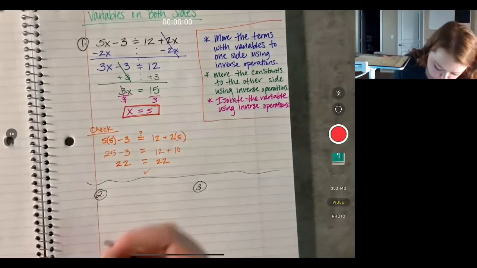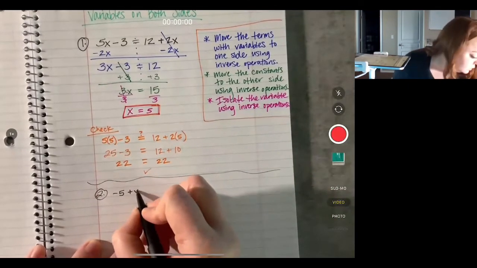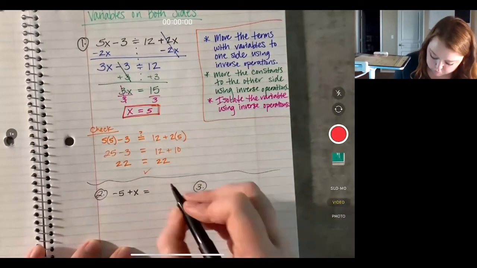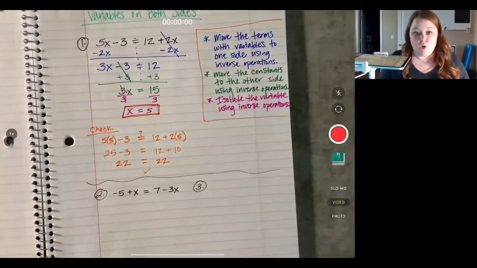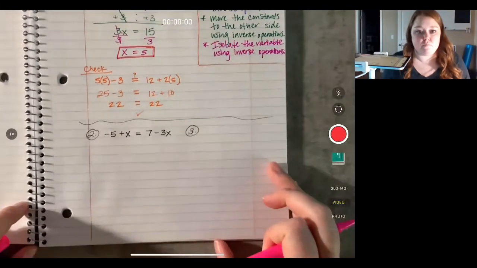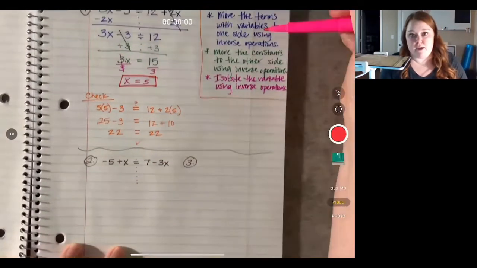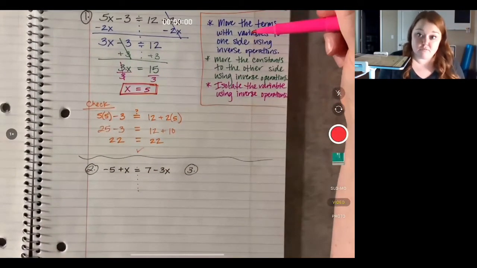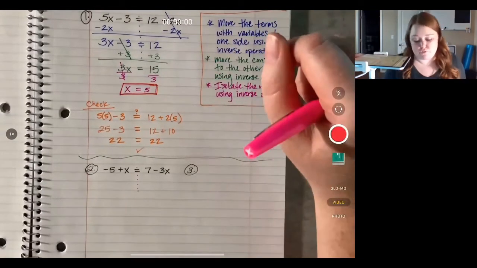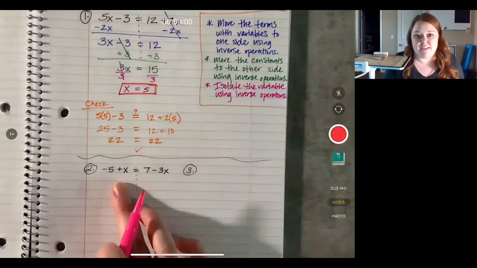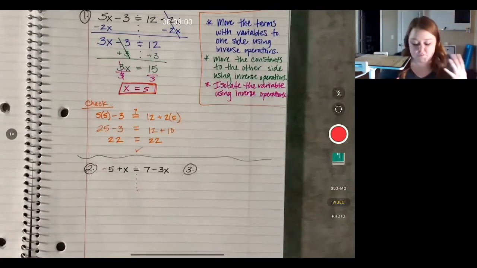Here's number 2. -5 plus x equals 7 minus 3x. Okay. All right, so I gotta move my variables to one side. Now, it doesn't say left or right. That's because it's your choice. I typically always choose to move my variables to the left because at the end, don't I want the x on the left anyway? That's my feelings, okay? Other teachers have different opinions on it.